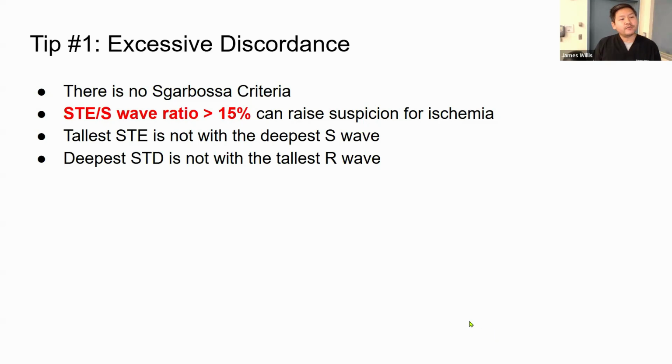Sometimes it's hard to measure. Like Tobias said, you could change the calibration of the EKG to half standard to measure out the leads. But how I look at it, one big clue that you have excessive discordance is when your tallest ST elevation isn't with your deepest S wave, or your deepest ST depression is not with your tallest R wave. And we'll go over some examples here.